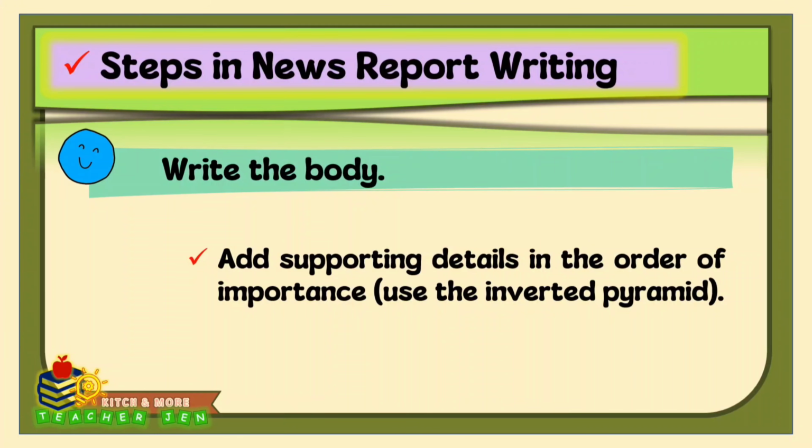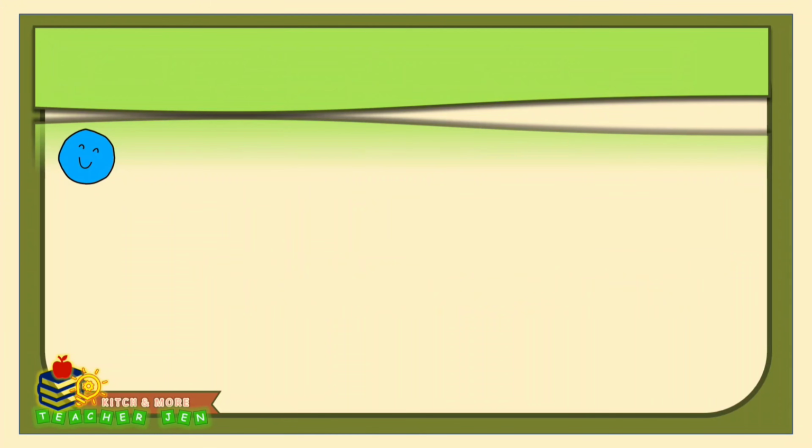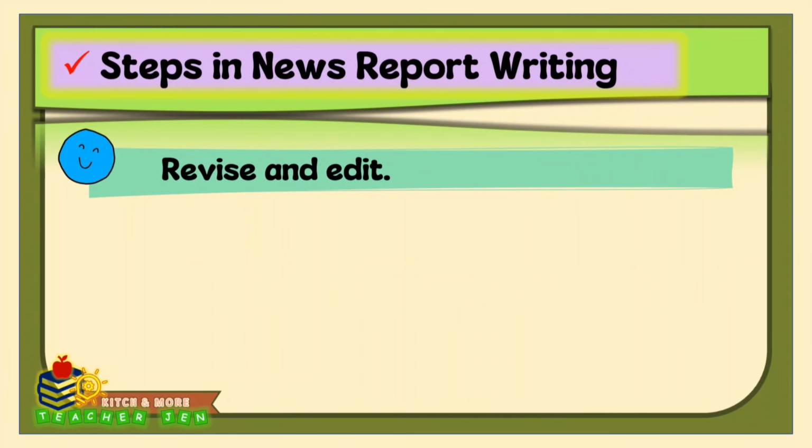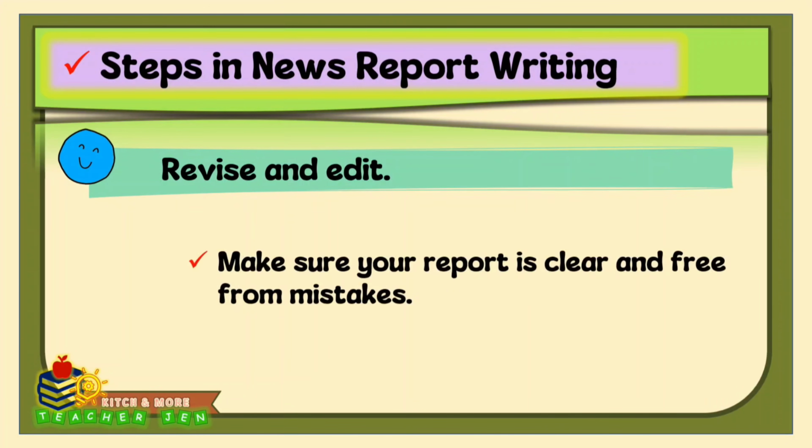Then, once your report is written, carefully revise and edit it to ensure clarity and accuracy. Check for grammatical errors, awkward phrasing, or unclear points. Make sure the information flows logically and that the report is concise yet comprehensible. Also, verify the facts and ensure the names, dates, and places are correct. A well-edited report is key to keeping the readers engaged and providing them with reliable information.